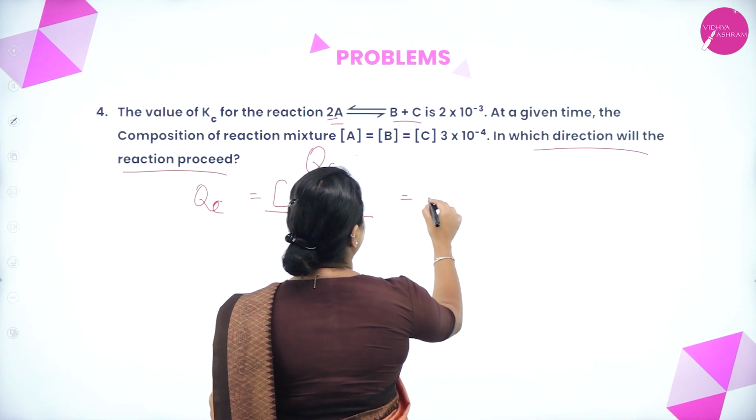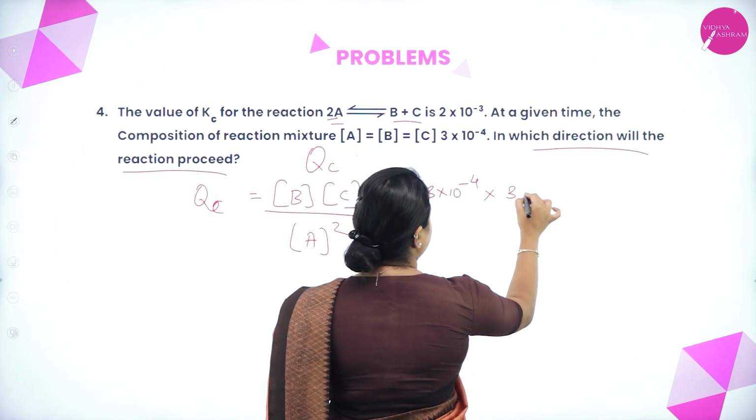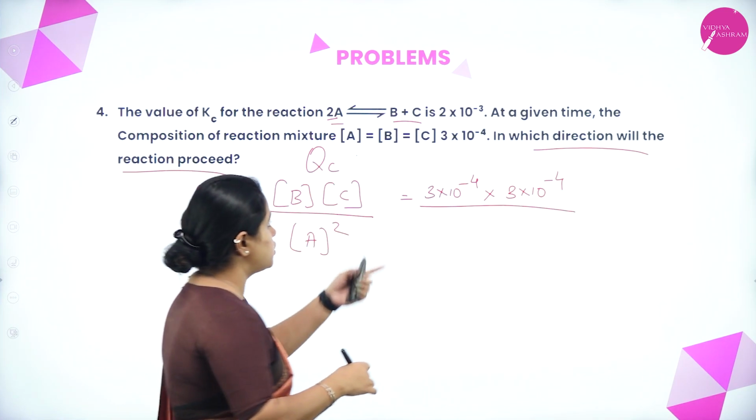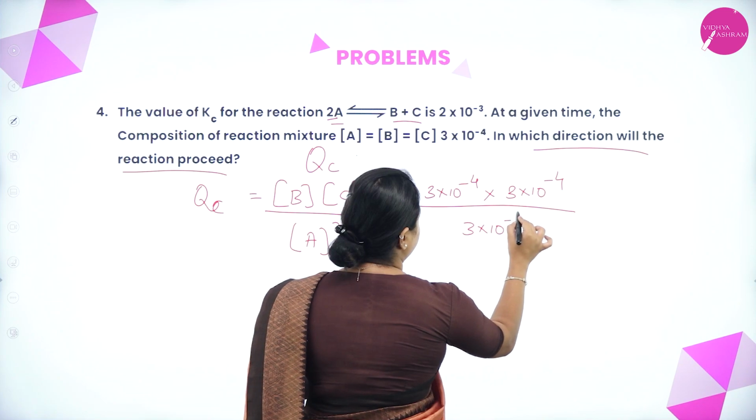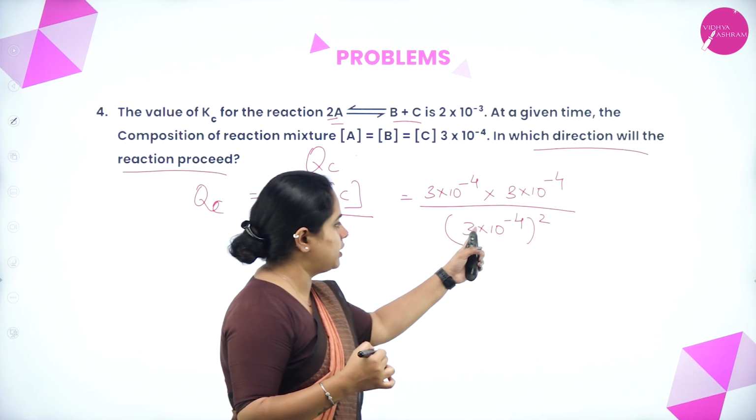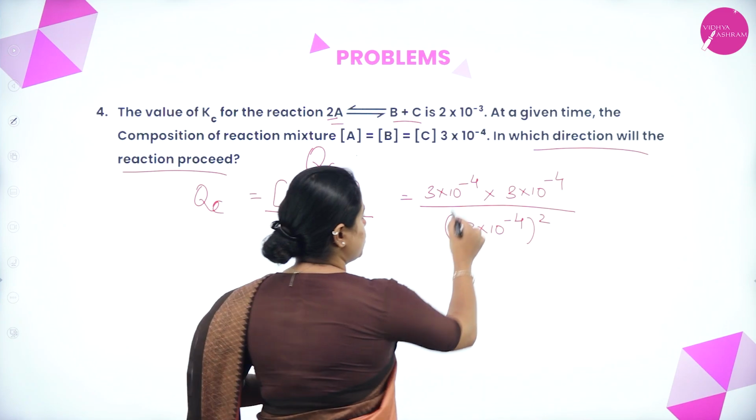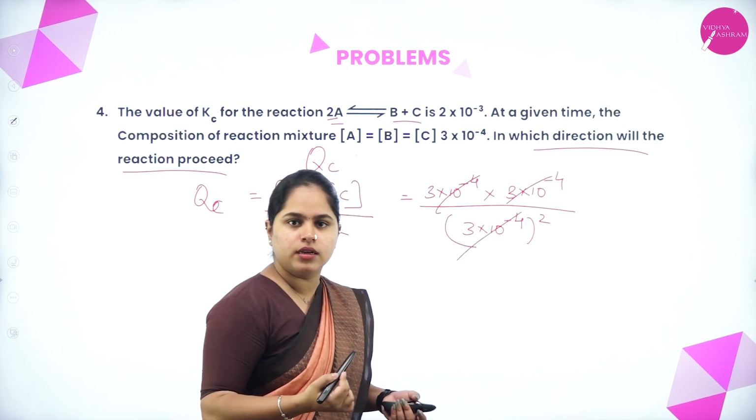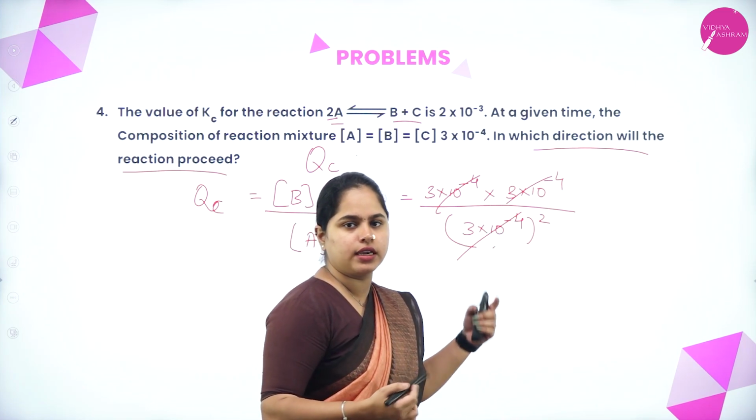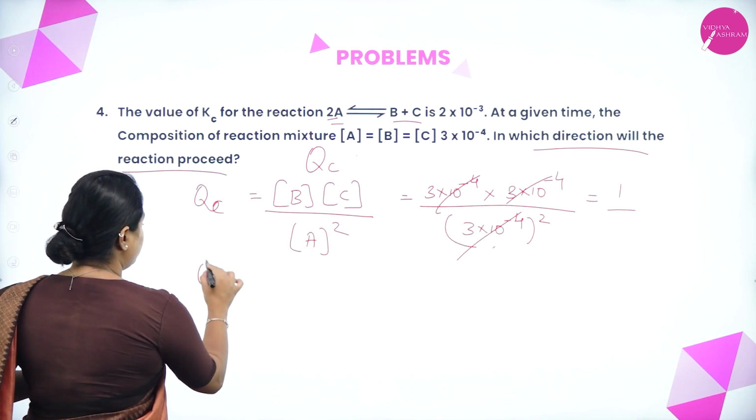What is the concentration of B? It is 3 into 10 to the power minus 4. What is the concentration of C? It is again 3 into 10 to the power minus 4, divided by the concentration of A, which is also 3 into 10 to the power minus 4, raised to 2, right? This 2 will come there. What does that mean? Square means again it's 2 times. The same thing is in the numerator as well. So this and this will get cancelled, right? Two are there in the numerator and the square is there in the denominator, so it will get cancelled, which will give you the value 1. So Qc is 1.